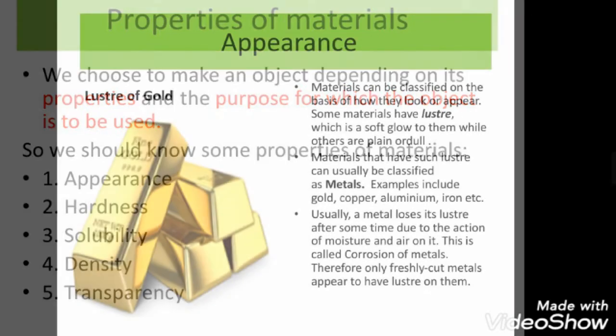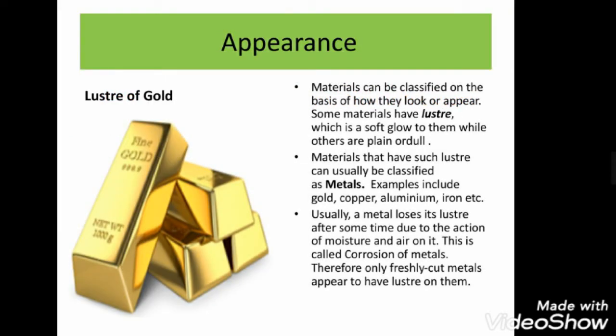First one is appearance. See, appearance means when you see the object, you see whether the object is rough, whether the object is smooth, whether the object is shiny or whether the object is dull. Like gold, copper, aluminium, they are shiny elements. On the other hand, iron is a dull element.